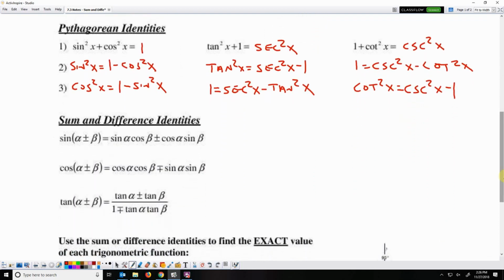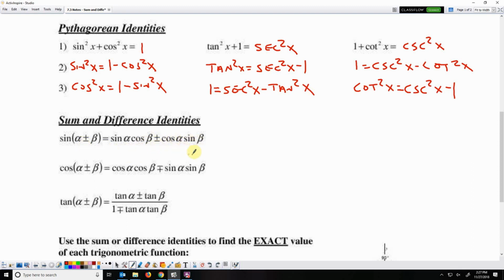And now some new identities. Sum and difference identities. If I have a number of degrees that doesn't really fit very well onto the unit circle, I can find two numbers that do fit onto the unit circle and add them together or subtract them. So if I'm doing sine of alpha plus or minus beta, I can do sine alpha cosine beta plus or minus cosine alpha sine beta.